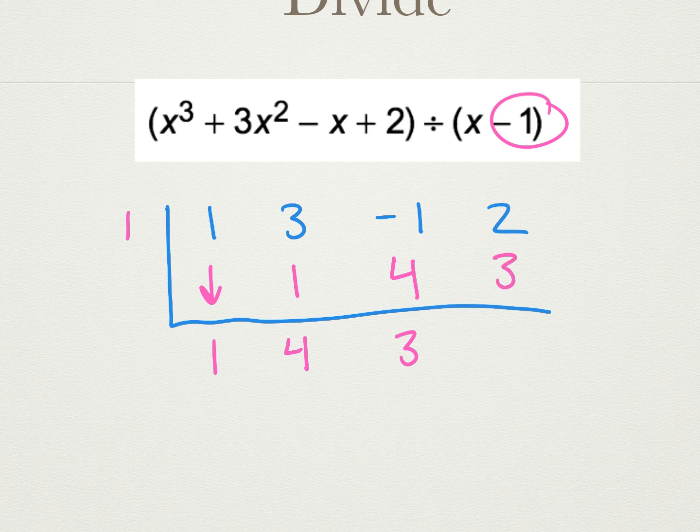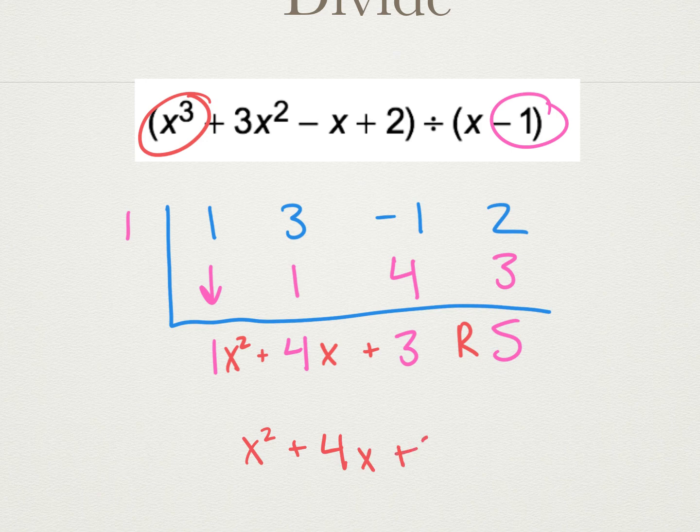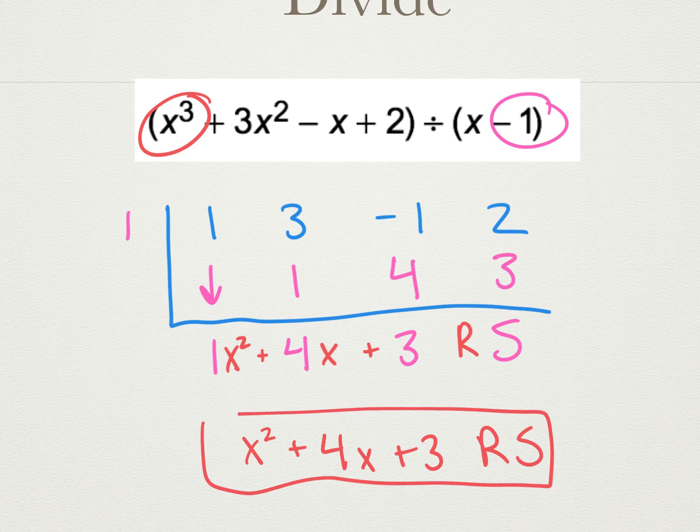3. And then add. So if my question started with x to the third power, what's my answer going to start with? X squared. And then what comes next? And then the constant, and then the remainder. So my answer is x squared, because I don't put the 1, plus 4x, plus 3, remainder 5.